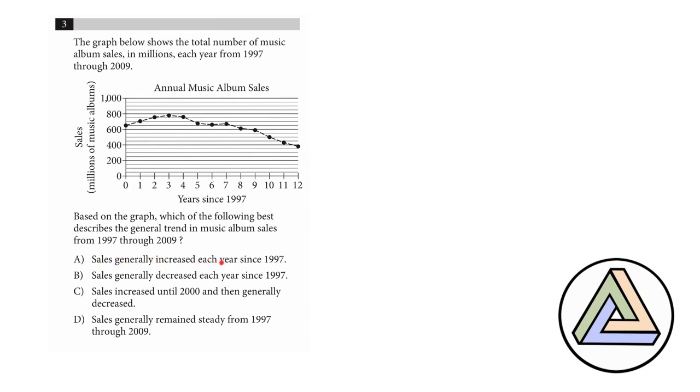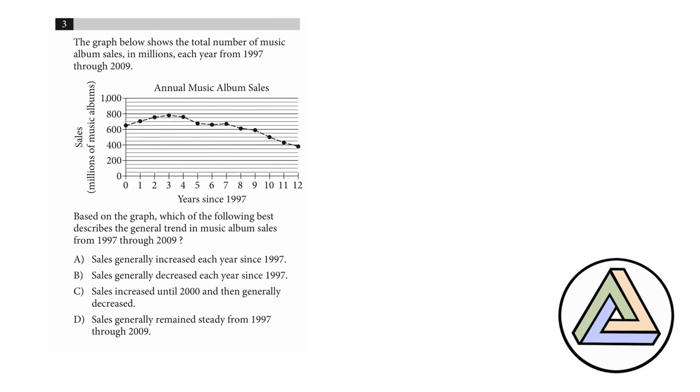Sales generally increased each year since 1997. Yeah, clearly that's not true. I mean, if that was true, then we would see an upward trend, right? Sales generally decreased each year since 1997. I mean, that's kind of tempting. It kind of did decrease overall, but there is that hump right here. Sales increased till 2000, then generally decreased.